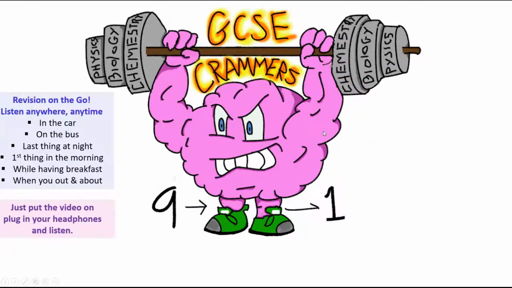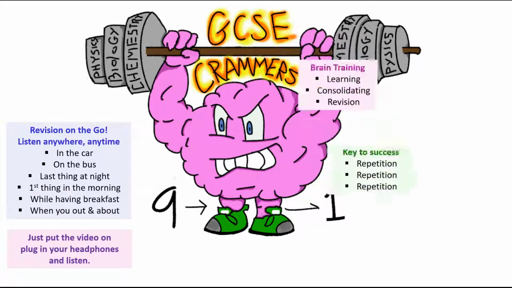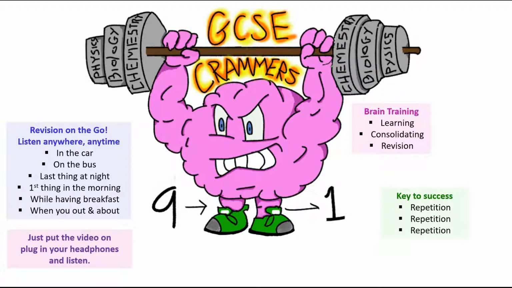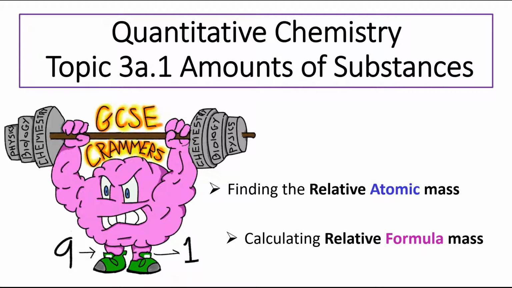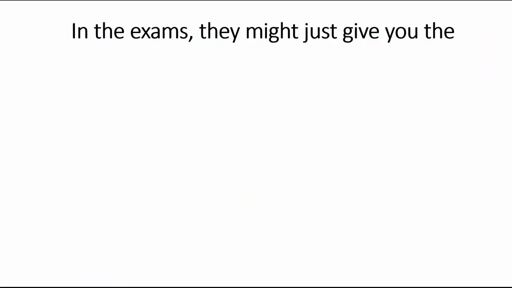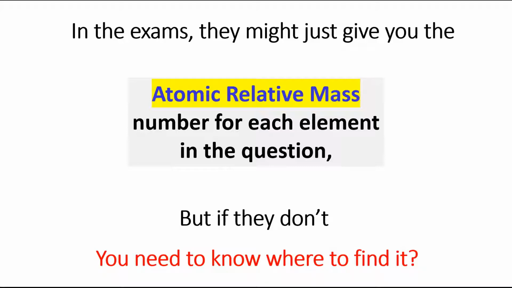It's never too late to start revising, and this way you can do it anywhere. Listen to these questions as many times as you need until the answers pop into your head. Today we're revising Quantitative Chemistry, topic 3a.1, Amounts of Substances, covering finding the relative atomic mass and calculating relative formula mass. In the exams, they might just give you the atomic relative mass number for each element in the question, but if they don't, you need to know where to find it.